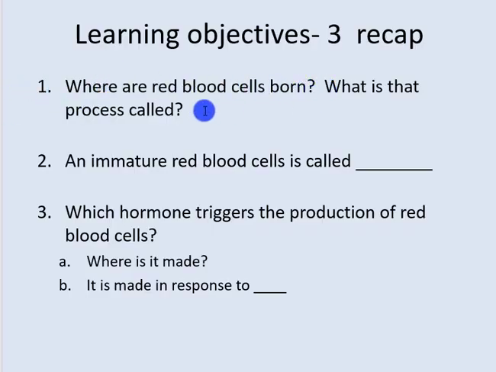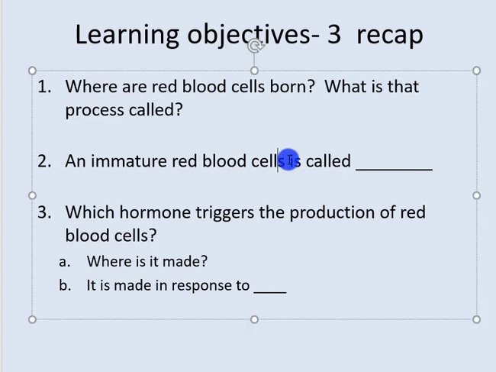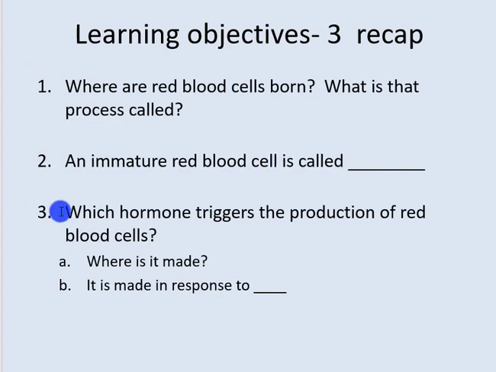So to recap, where are red blood cells born? Bone marrow. What is the process called? It's called erythropoiesis. An immature red blood cell is called a reticulocyte.